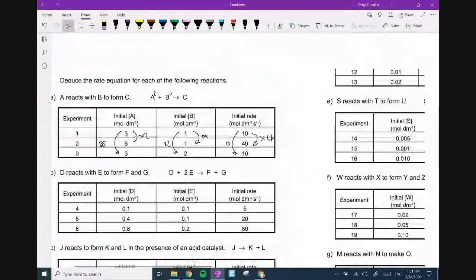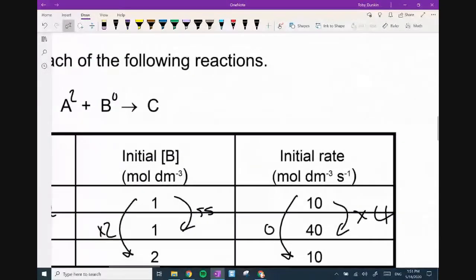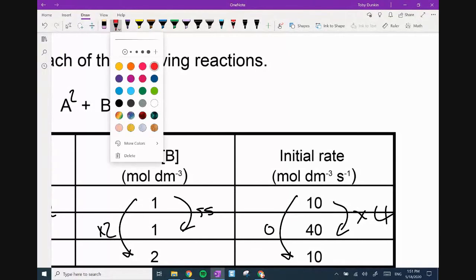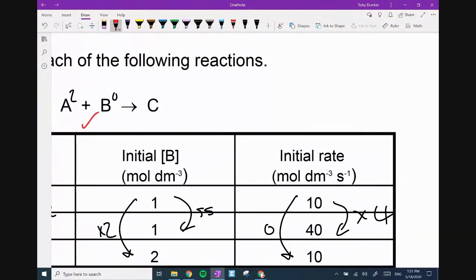Right, we can now create the rate equation. So 1 mark for second and 0. Yeah, 1 mark for those. I'll do that in red. 1 mark for the 2 values. Rate equation: rate equals K, A to the power of 2, and we're done.